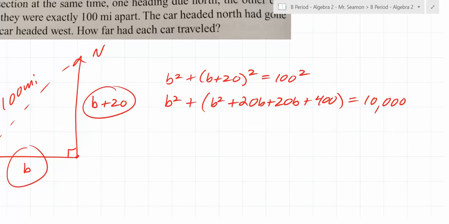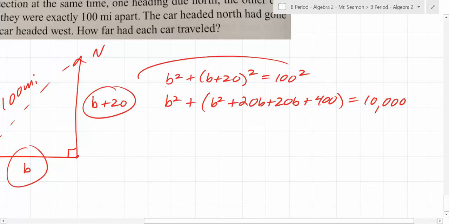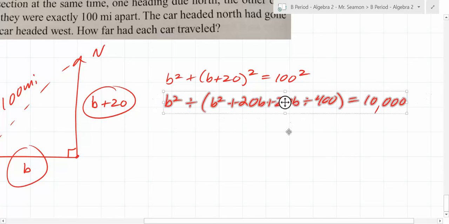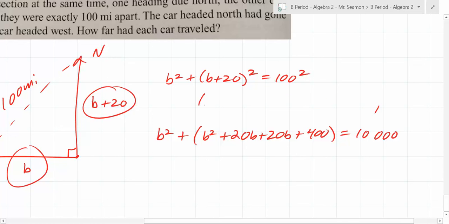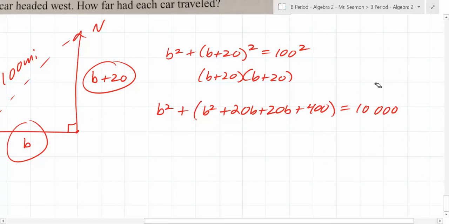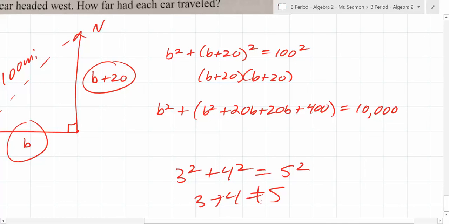I have a question. This right here is not standard form. Where did that come from? Just factor the squared into it. You can't, because remember, it's b plus 20 times b plus 20. What was your question, Mark? Why can't you just square root everything? You can't because 3 squared plus 4 squared does equal 5 squared, but 3 plus 4 does not equal 5. That's why you have to square root both sides.